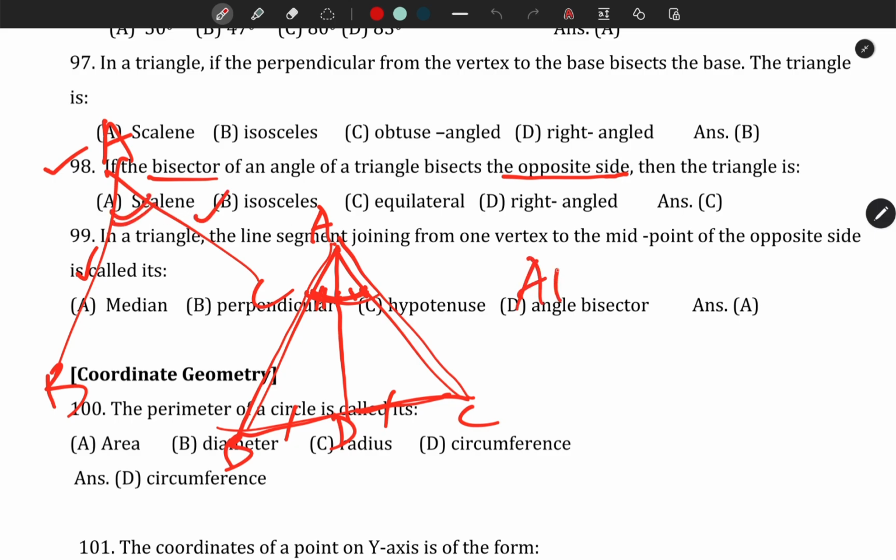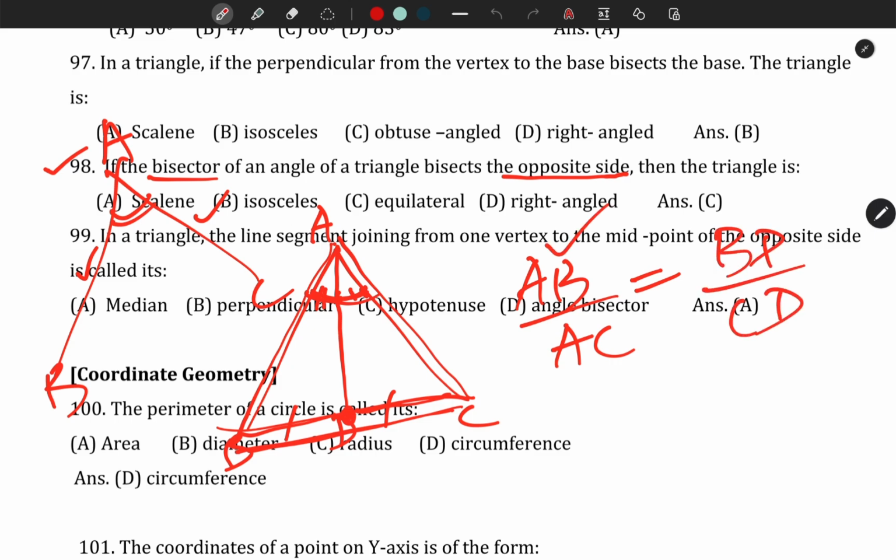So this ratio AB by AC should be equal to the ratio of the two parts of the base. BC has been divided at D, so the ratio of BD and CD should be equal to the ratio of the sides containing the angle which has been bisected. Now AB by AC equals BD by CD, but BD and CD are equal because this bisector also bisects the opposite side.